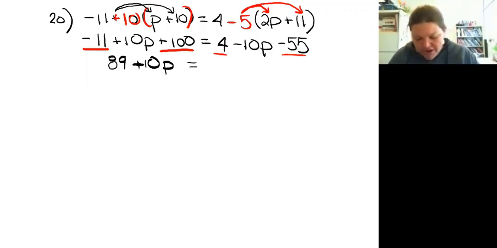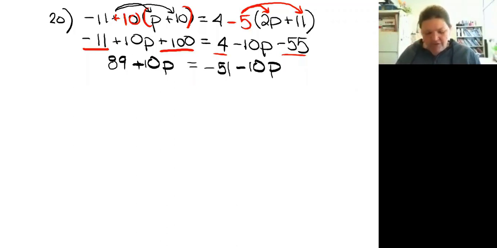So 4 minus 55, of course, would give me negative 51. And you could, again, feel free to do that in your calculator if you get stumped by negatives. But again, I just obeyed the signs because I'm on that same side of the equation. And I dropped my negative 10p. Okay, cool. Is there any more simplifying to do? No, I did all my simplifying. My left and right hand sides are simplified.